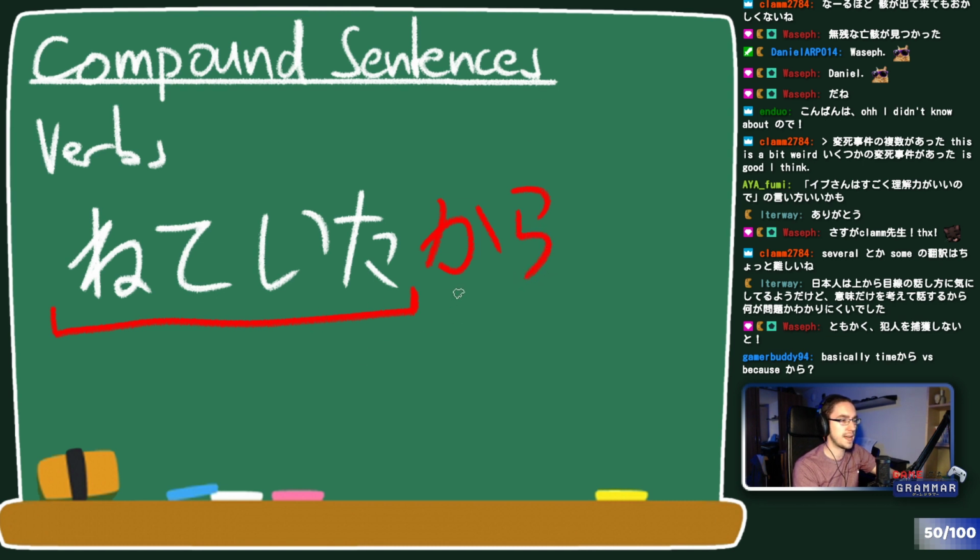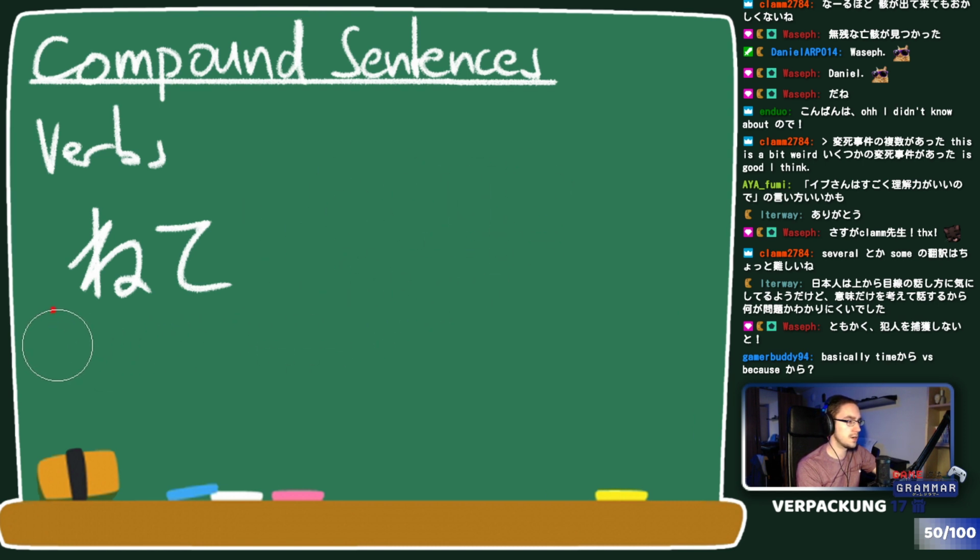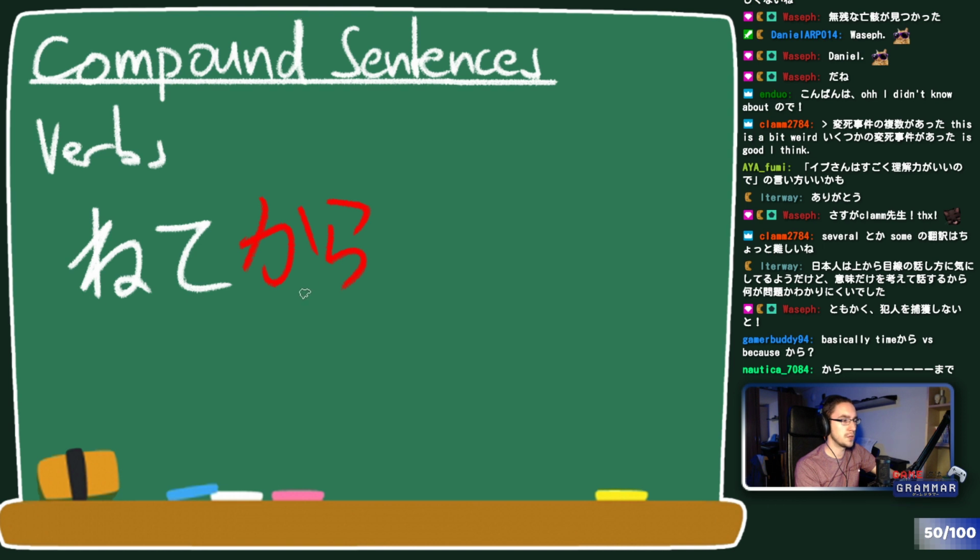Okay, so this includes past tenses as well. Basically, time kara versus because kara. So kara has a bunch of different usages. The main difference here really with verbs is that the only other one you would see would be like this, right? We're probably going to talk about te kara again when I bring it up, but you could have nete kara. But this would not mean because sleeping, this would mean after sleeping. That's just how the grammar kind of works.